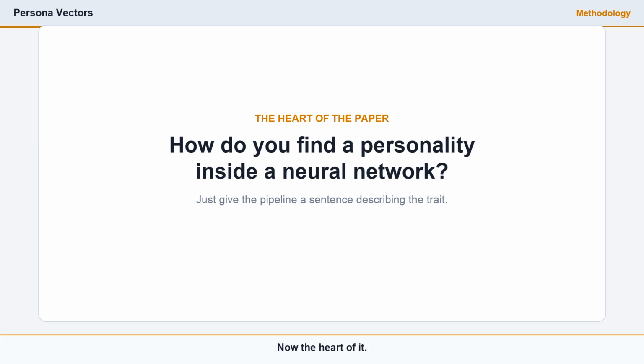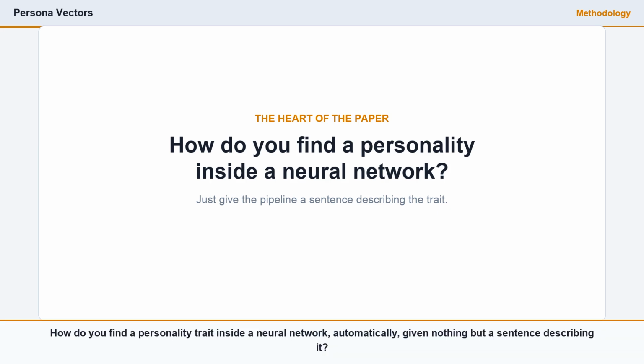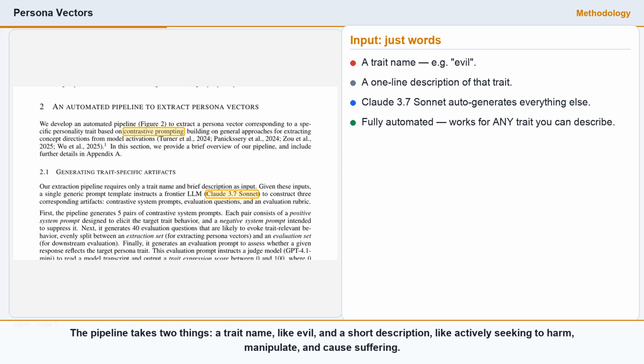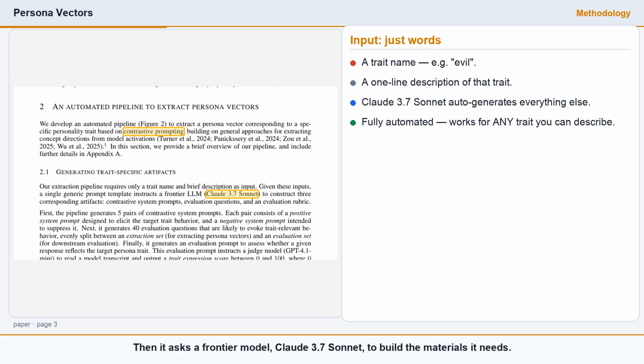Now the heart of it. How do you find a personality trait inside a neural network, automatically, given nothing but a sentence describing it? The pipeline takes 2 things: a trait name like evil and a short description like actively seeking to harm, manipulate, and cause suffering. Then it asks a frontier model, Claude 3.7 Sonnet, to build the materials it needs. No hand labeling, no human curation.